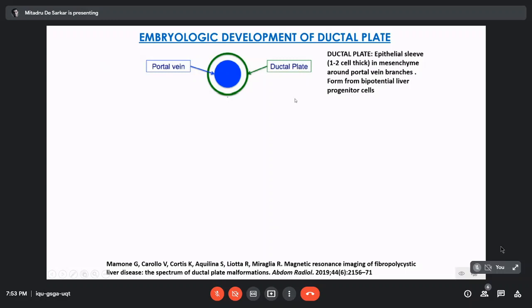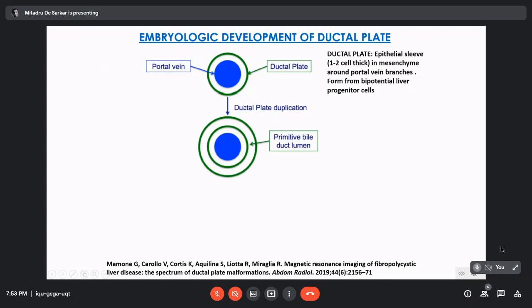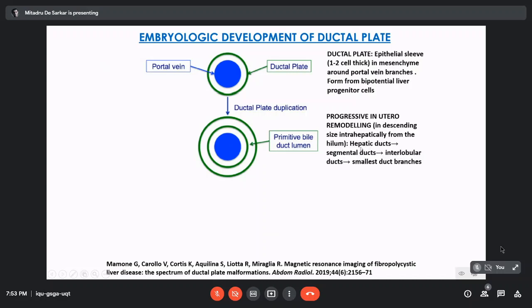Basically, in the embryonic stage, you have this ductal plate, which is a thin epithelial sleeve of around 1 to 2 cell thickness in the mesenchyme around the portal vein branches. This could give rise to both the liver cells as well as the bile duct lining epithelial cells. Subsequently, there is a duplication of this plate and formation of primitive bile duct lumens. This gives rise to in utero remodeling of the ductal plate, and this happens throughout the biliary tree, starting from the hilum, from the hepatic ducts, going inside towards the segmental ducts, interlobular ducts, and finally down to the smallest bile duct branches.